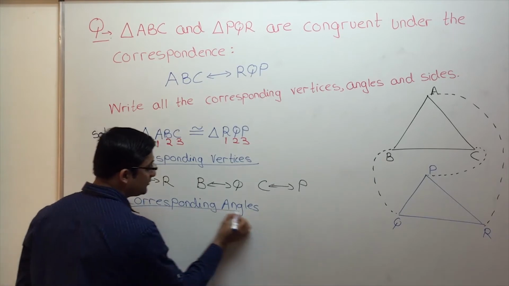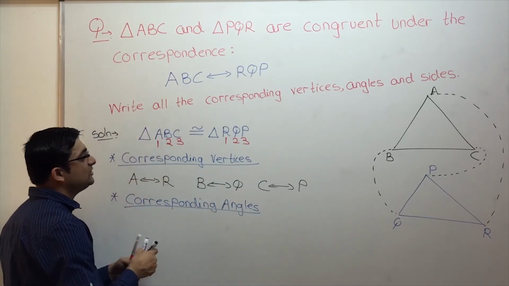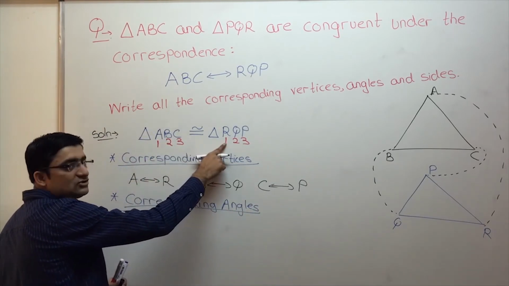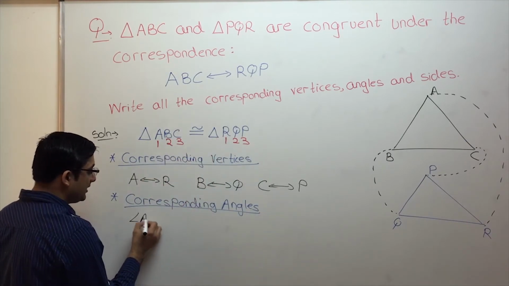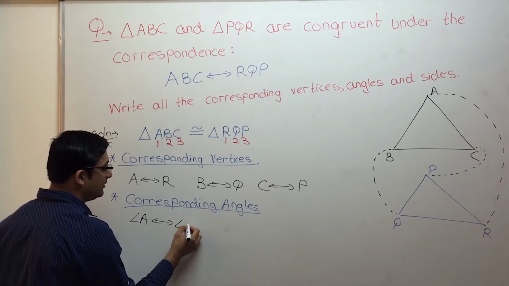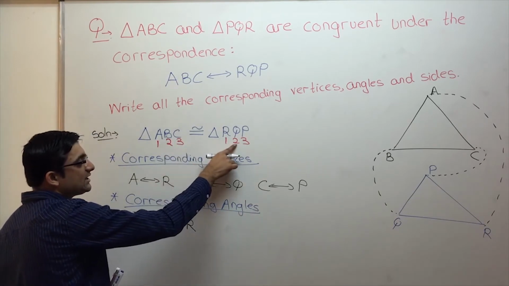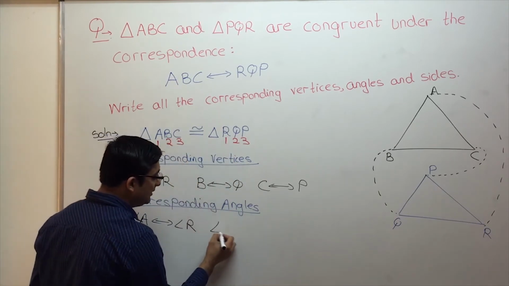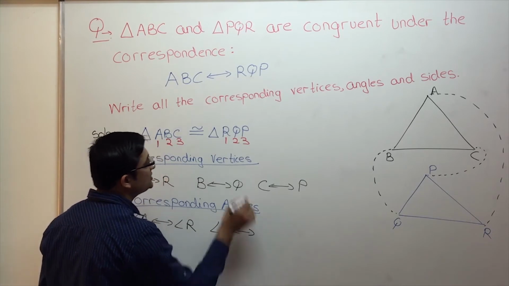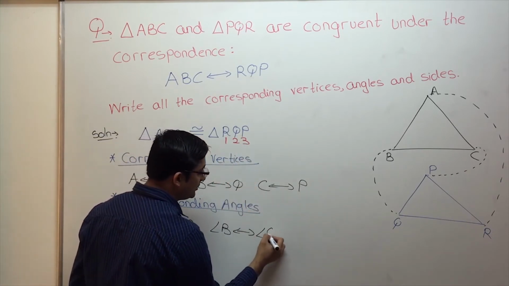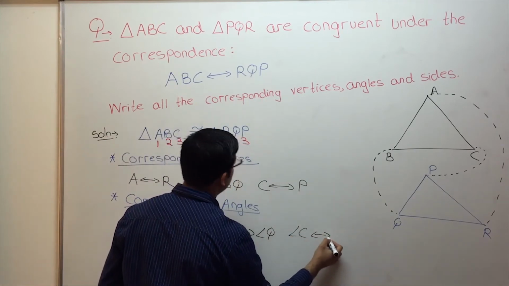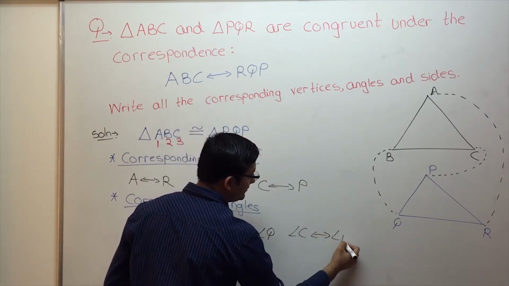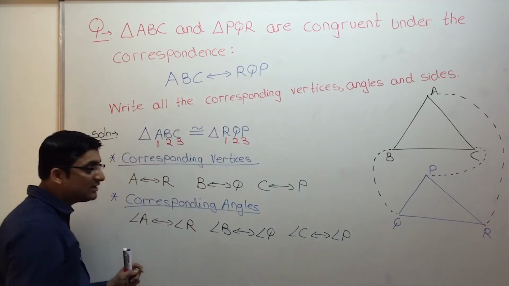So how do we get the corresponding angles? Same, just like this. The first letter over here corresponds to the first letter, so angle A corresponds to angle R. The second letter corresponds with the second letter. The second letter over here is B, which corresponds with the second letter over here, Q. That is angle Q. Third letter, angle C, corresponds with the third letter over here, that is angle P.